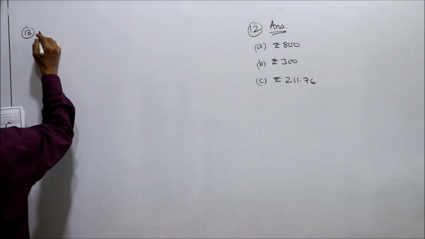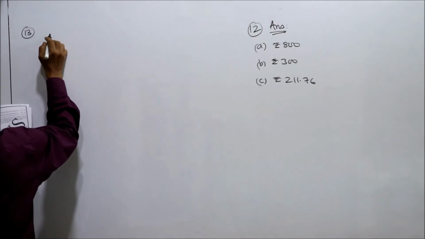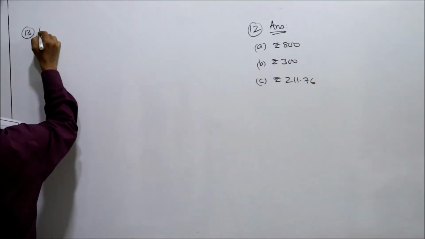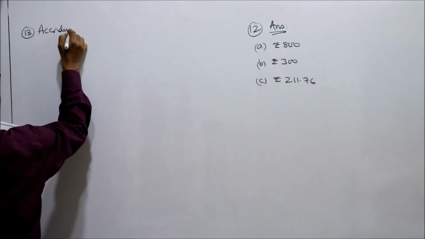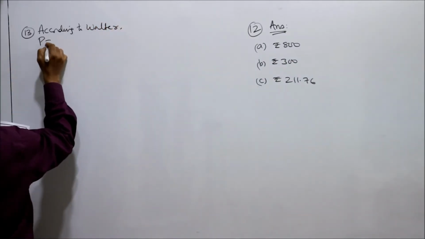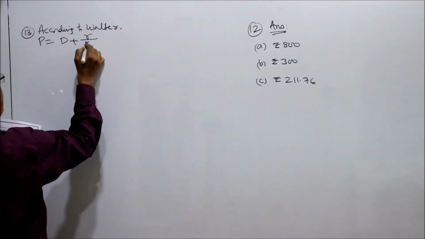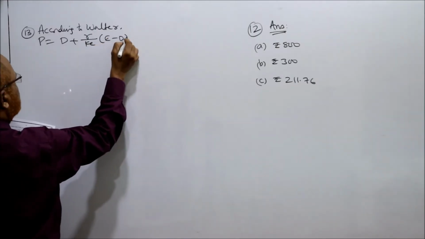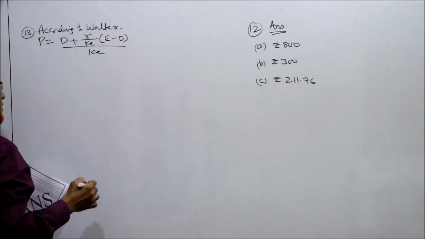13th problem we will take. What is the market value of the share according to Walter? According to Walter, P is equal to D plus R by KE into E minus D divided by KE. This is the formula of Walter.